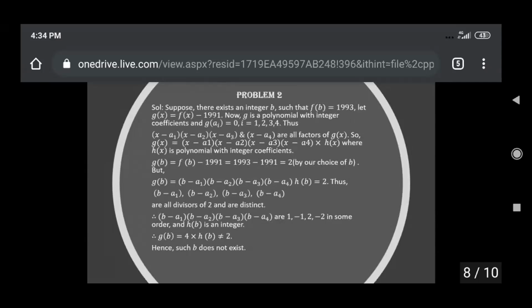Has anybody any doubts in the second question, the solution of the second question? They can raise their hands. If they have understood, they can chat with me.